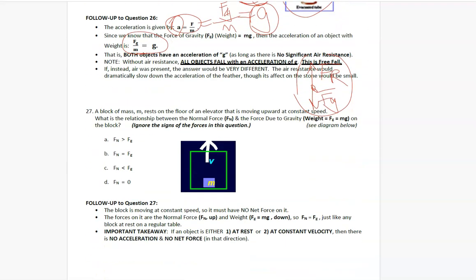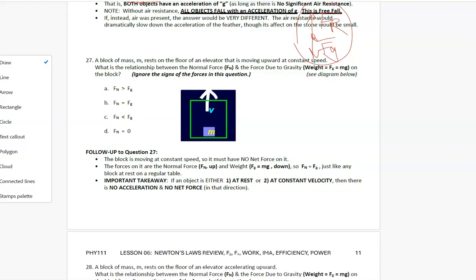Okay. Number 27. A block of mass m, so you're told the mass is m. It rests on the floor of an elevator that is moving upward at a constant speed. What is the relationship between the normal force, in other words, the force from the bottom of the elevator, we'll call it a room that's moving up. The floor of the elevator will push up against the object inside the elevator as the weight is pushing down.